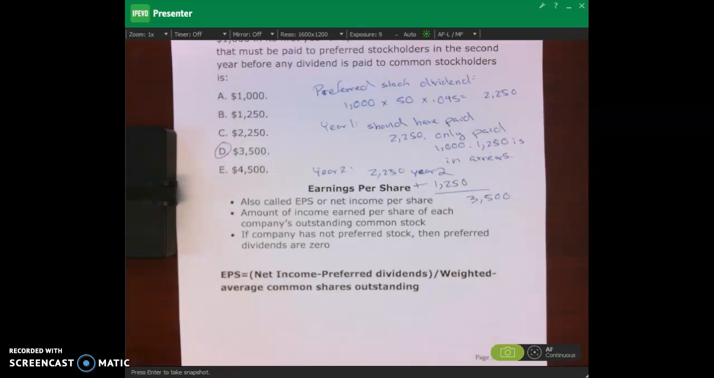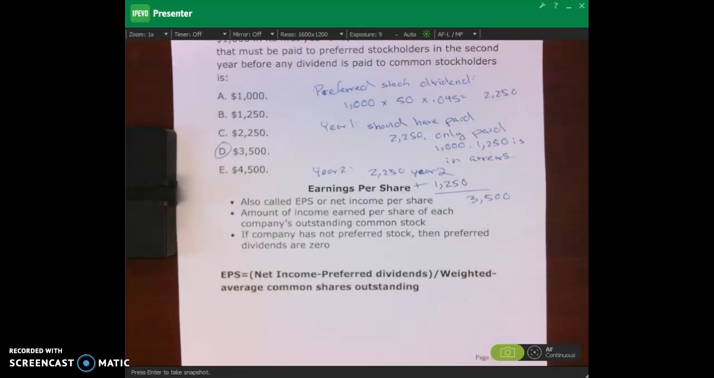In this lecture video, we're going to be talking about calculating earnings per share and then do a few quick check problems. Earnings per share is also called EPS, and this is a very common ratio. You see it discussed a lot on CNBC or any kind of business news outlet.